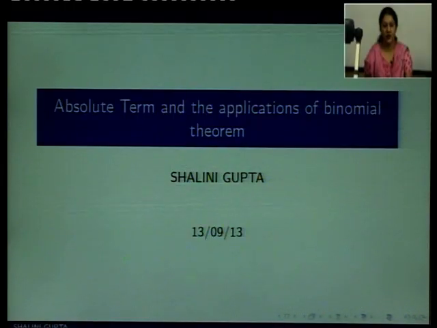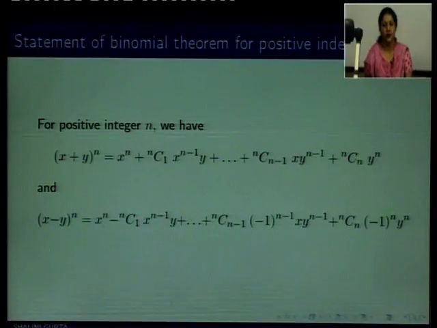Good afternoon everyone. Today I am going to present before you how to find the absolute term in binomial expansion and the applications of the binomial theorem. As you have already been taught how to find the binomial expansion for positive index, let us recall that.